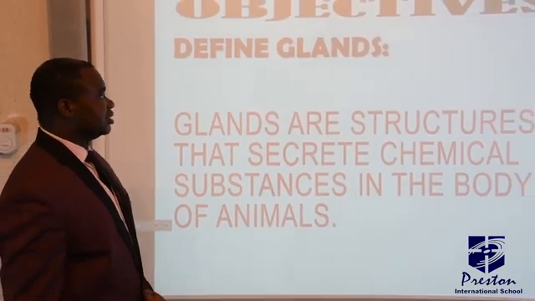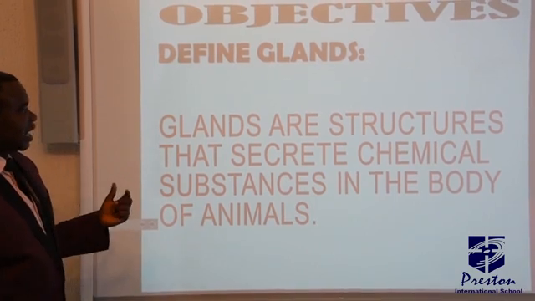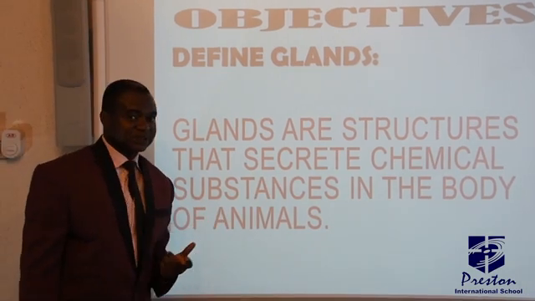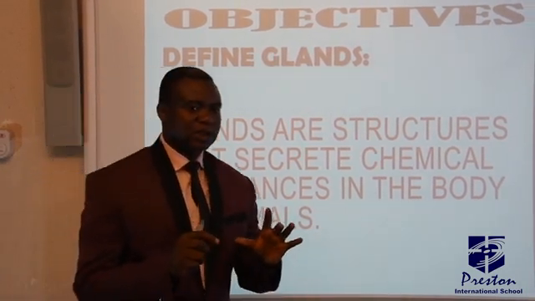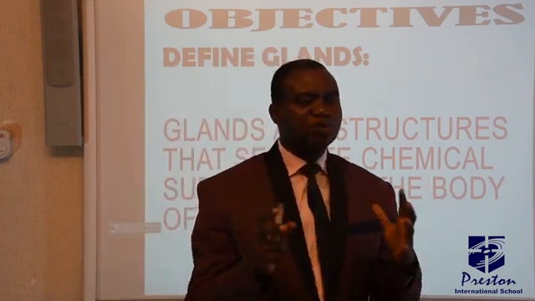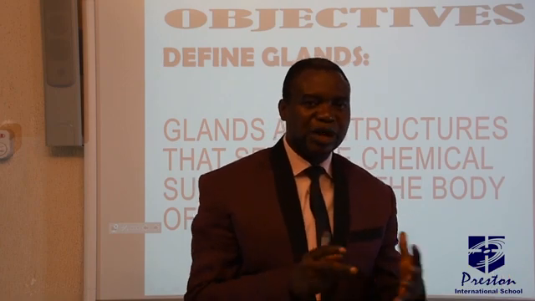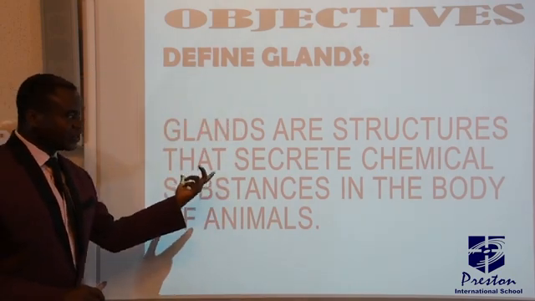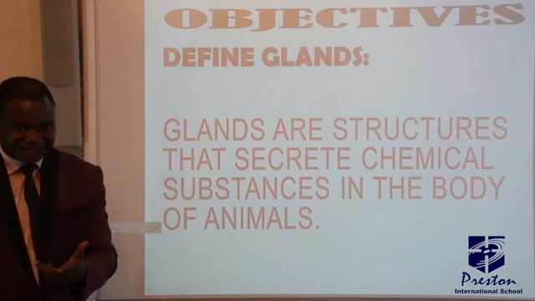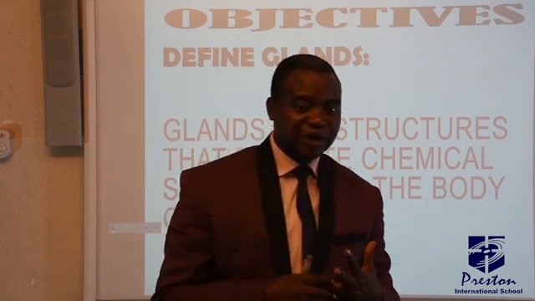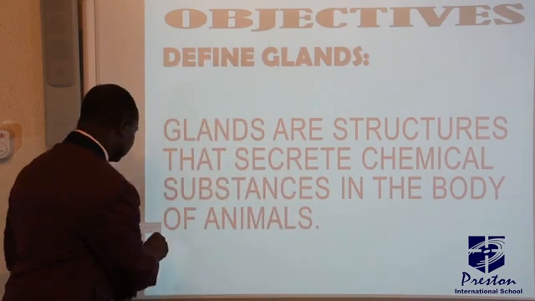First and foremost, I will define gland or glands. Glands are structures that secrete chemical substances in the body of animals. Okay? They secrete chemical substances in the body of animals. And I've been saying that when you think of animals, don't think only about goats. Human beings also are animals. So, what produces these materials in our body system are referred to as glands. Like salivary gland is a gland that produces saliva. Like pancreas produces insulin and glucagon, and many other chemicals that are produced in our body system.